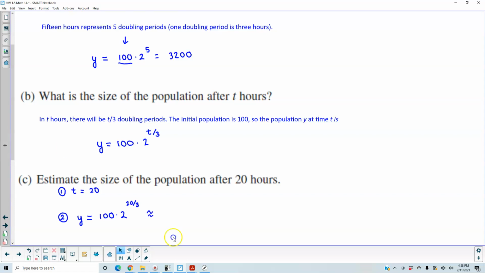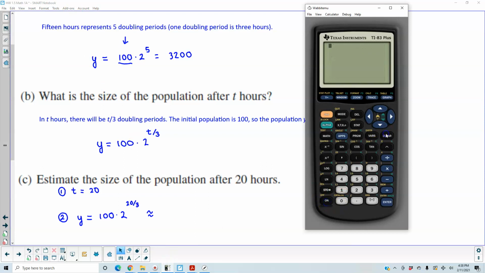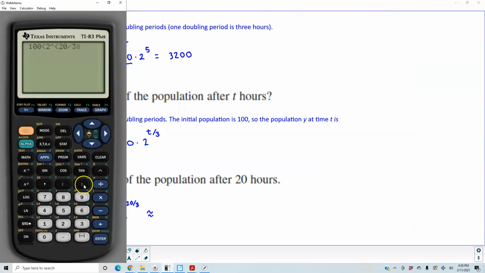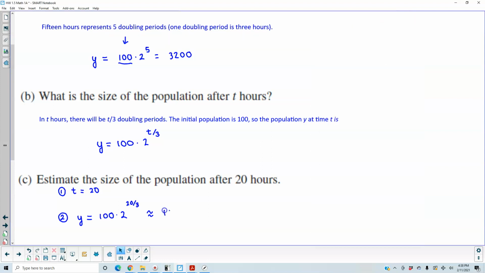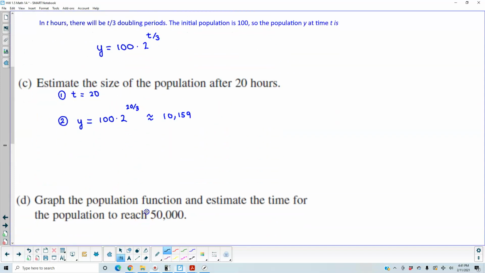And then let's go ahead and put that in our calculator. So we have 100 times 2 to the power, we'll put this in parentheses, 20 divided by 3. And that equals approximately 10,159. So the population is about 10,159 after 20 hours.